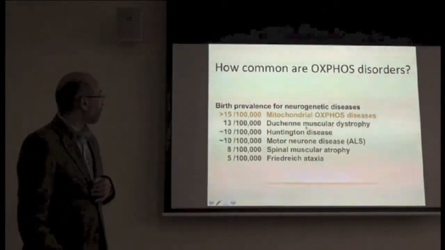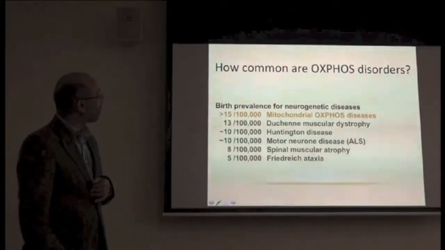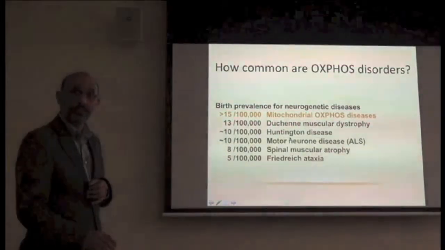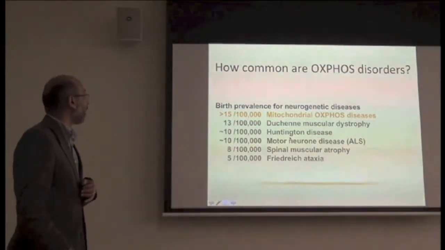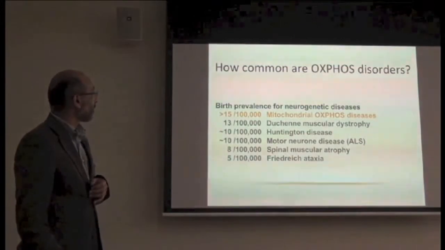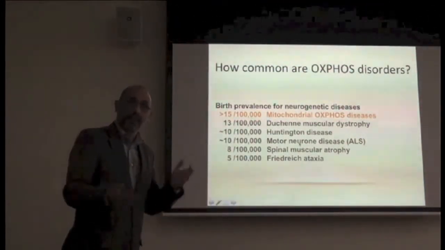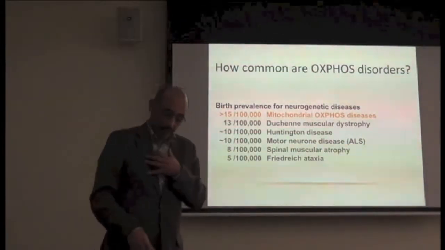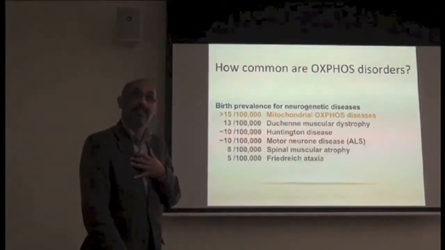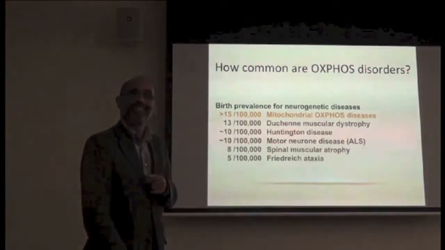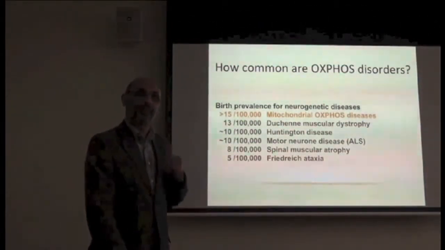For example, this form of genetic muscular dystrophy occurs a little bit more commonly than that. Certainly more common than Huntington's disease. And then other diseases that you're familiar with, like motor neuron disease, etc., are even more common. These are adult disorders. I'm an adult neurologist, so these are the sort of diseases that I would be thinking about in my clinic.